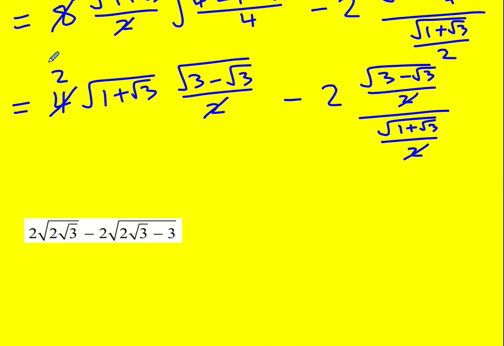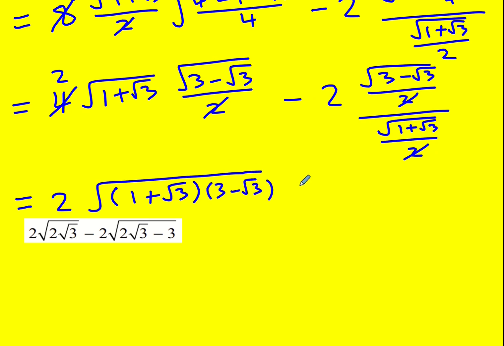I can see that I've got a 2 outside the third. I think this is going to be this one. So I'm going to need to bring it under one single root. I might just do a little line to kind of put some things together. 1 plus root 3 times 3 minus root 3, all in a root, minus 2 lots. Okay, hopefully this is going to become this. 2 lots of root 3 minus root 3 over root 1 plus root 3.